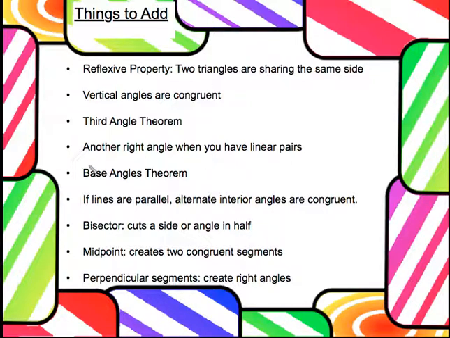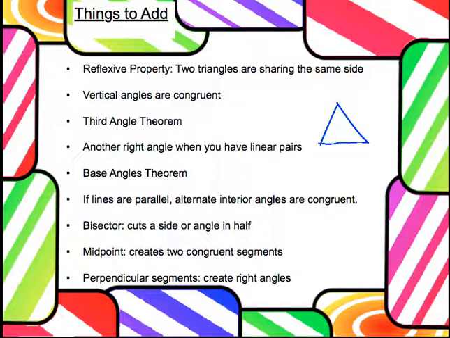Okay, another right angle when you have linear pairs. A lot of times you'll have two triangles like this, and it will just have an angle right there. Because these two have to add to 180, because they're a linear pair, and that one's 90, so that one has to be 90.